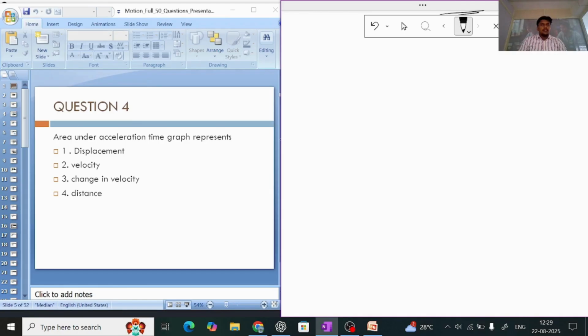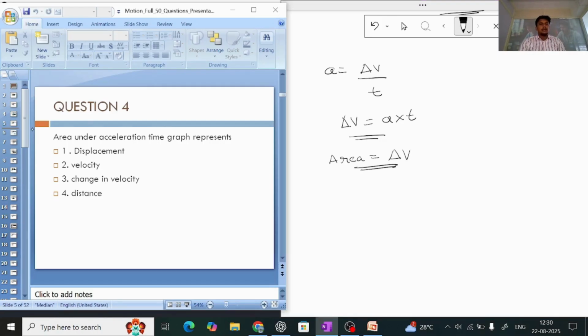Next question. Area under the acceleration time graph. We know that acceleration is equal to change in velocity by time, which implies if we rearrange the equation, we will get change in velocity is equal to acceleration into time taken. So area under the acceleration time graph gives change in velocity. So option 3 is the correct answer.